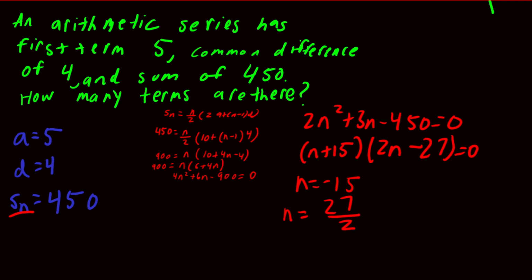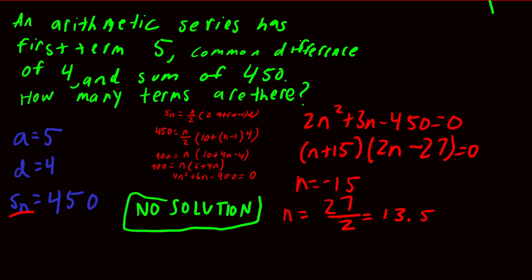Now, we have a problem, right? Obviously, we can't have a negative number of terms. That doesn't make sense. How can we have negative 15 number of terms? And then, how can I have 13.5 terms? Like, I can't have half of a term. So what does this mean? This means that there's no arithmetic sequence with these exact numbers that gives a sum of 450. So it would be no solution. And sometimes this may happen, so don't freak out. But you want to make sure you can't just write, oh, I'm going to choose a positive and boom. How in the world can you have half of a term? How can you have 13.5 terms? That doesn't make sense.